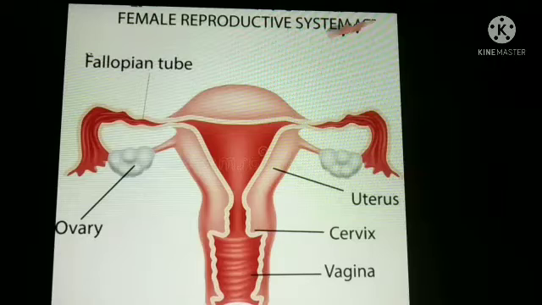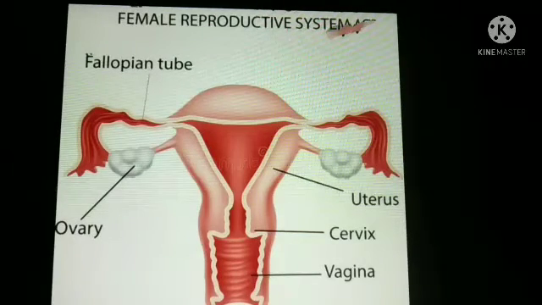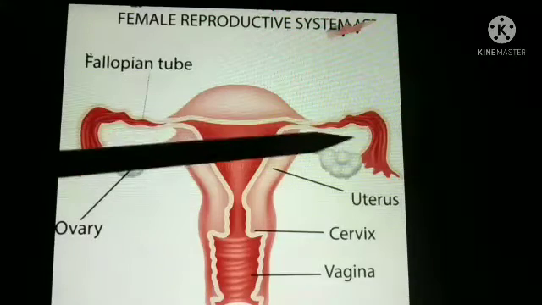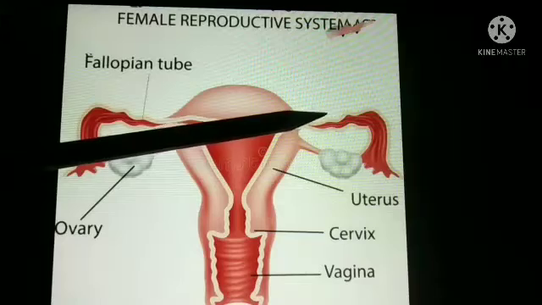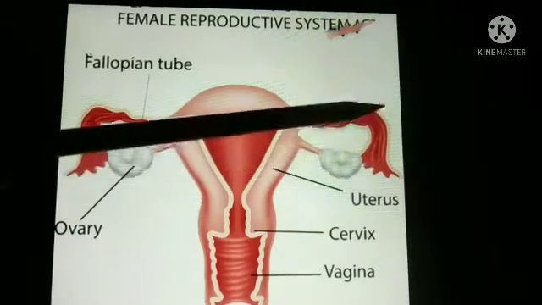What is fertilization? Fertilization is the process of fusion of male and female gametes. The male gamete is the sperm and the female gamete is the ova released by the ovary. Fertilization usually occurs in the fallopian tubes.